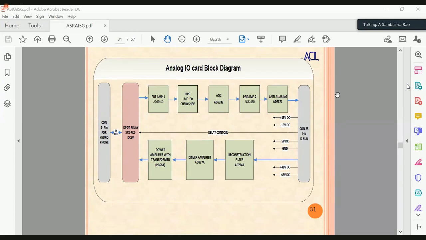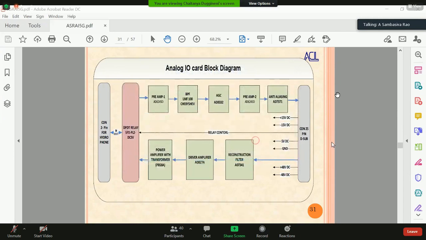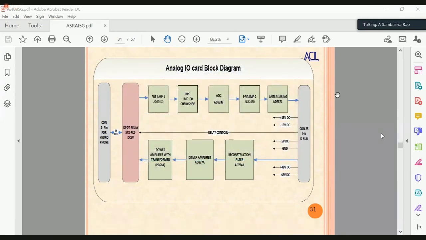Transmitting chain: the reconstruction filter. This comes from the D to A, digital to analog converter, after my modulation and programming of the particular data. So a reconstruction filter is required. Then a driver amplifier, because I have to drive the power amplifier. I need a driver power amplifier. This is the AD827, and then the power amplifier.